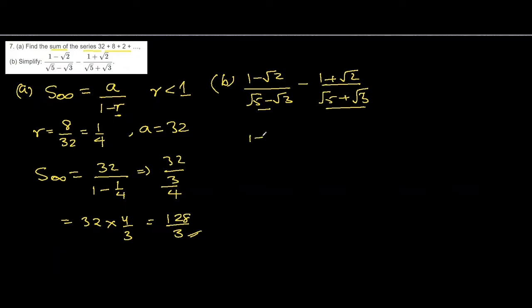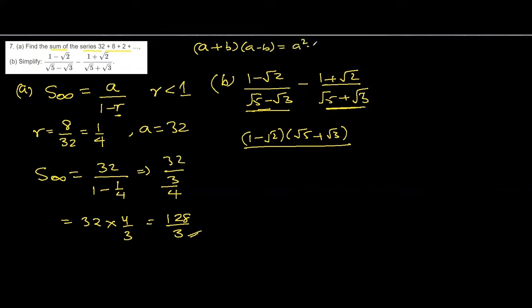So (1 minus square root 2) multiplied by (square root 5 plus square root 3), divided by this multiplied by this. For that we will use this identity: (a plus b)(a minus b) is a squared minus b squared, and the square of a, which is square root 5 in this case, is 5, minus the square of square root 3, which will be 3. So minus (1 plus square root 2) is the other numerator. We multiply this by (square root 5 minus square root 3), divided by the same 5 minus 3.